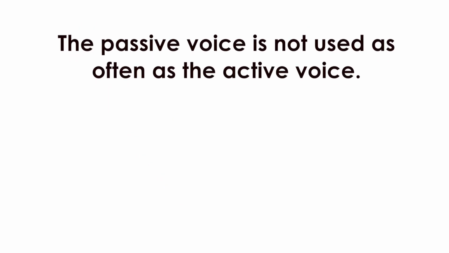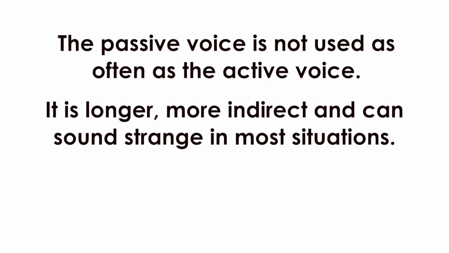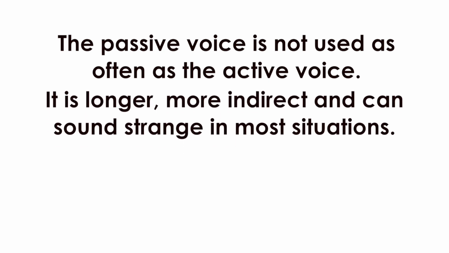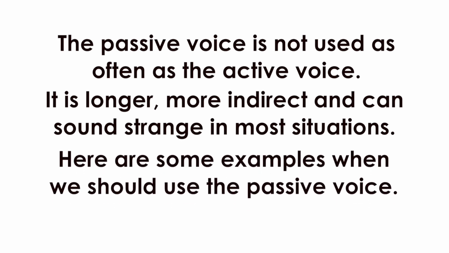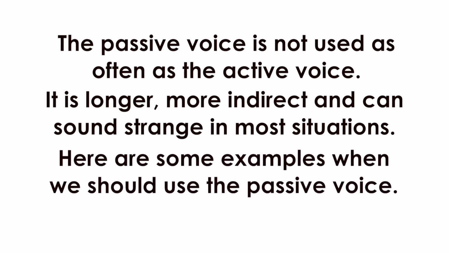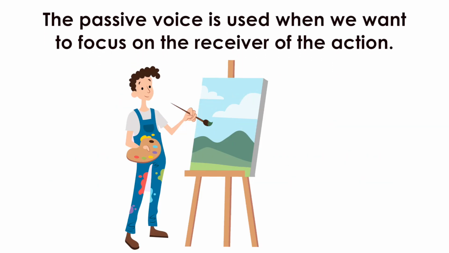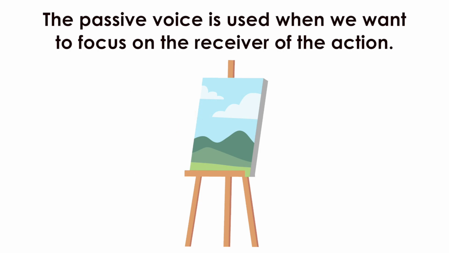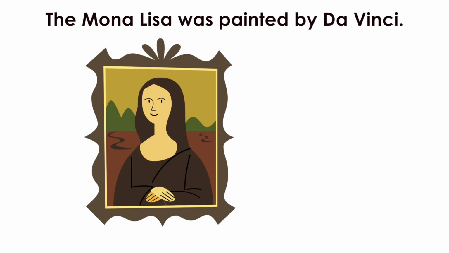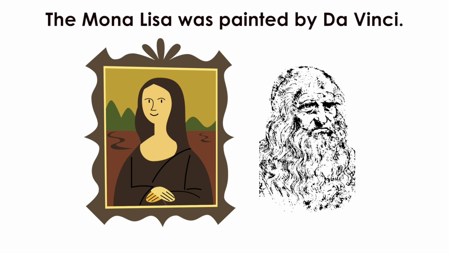The passive voice is not used as often as the active voice. It is longer, more indirect, and can sound strange in most situations. Here are some examples when we should use the passive voice. The passive voice is used when we want to focus on the receiver of the action. For example, the Mona Lisa was painted by Da Vinci.